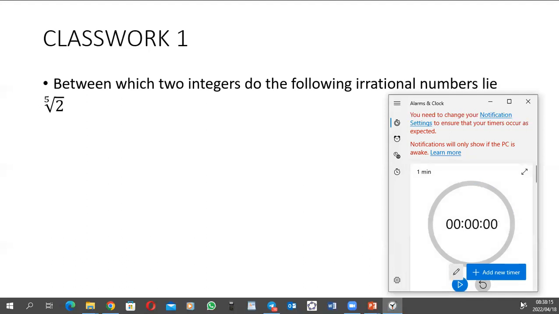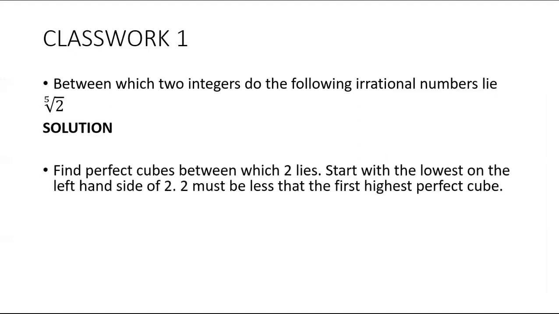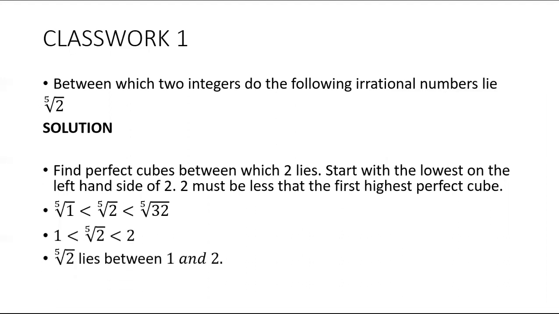Now, which number will be a perfect fifth power that will be less than 2, and which number will be a perfect fifth power that will be greater than 2? Less than 2, there can only be one, which is 1. Greater than 2 will simply be 3. And you just find the fifth root of both, so we'll get 1 and 2, and the fifth root of 2 lies between 1 and 2. Try this one.